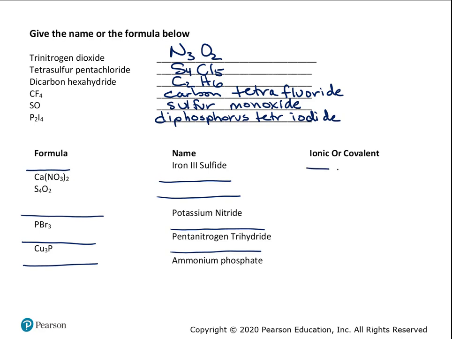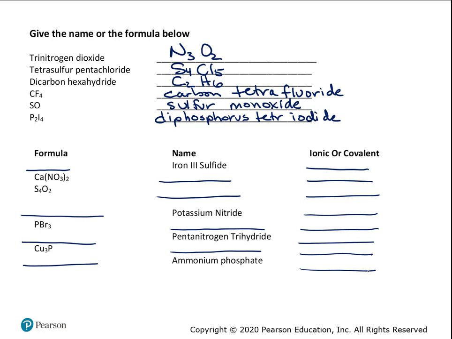Good. So for the first one, iron 3 sulfide. You tell me, is that ionic or covalent? Covalent. How do you know? Because of the 3. Nope. I'm just guessing. Okay. Think. Ionic or covalent, how are they different? I just did this.